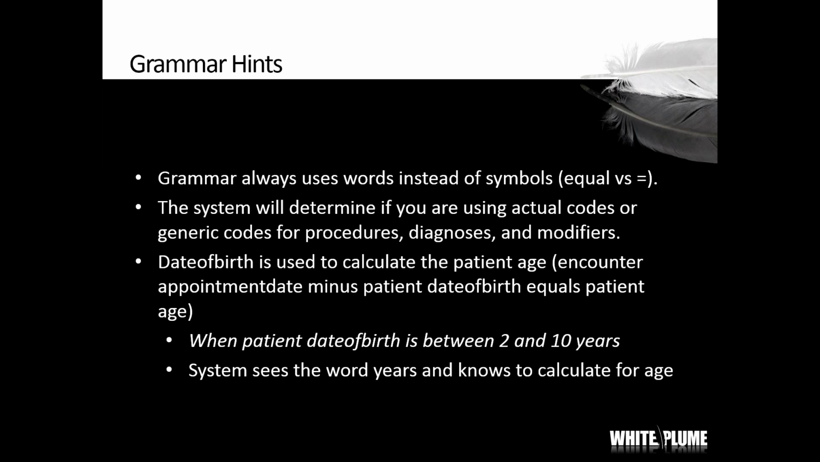The system will determine if you're using actual codes or generic codes. So typically, if you're using generic codes, you don't have to worry about that in your verbiage. And if you have geriatric or pediatric patients, and so some of your rules are age-specific, it can sometimes throw you off that the variable is called date of birth, but you can use that for patient age. So if you say when date of birth is between 2 and 10 years, it sees the word years and knows to calculate for age.